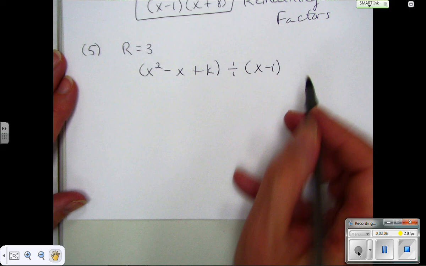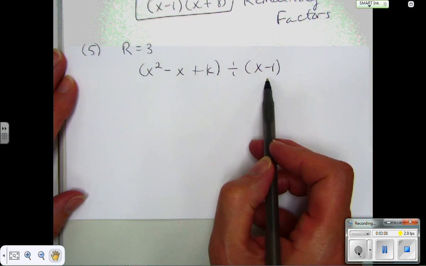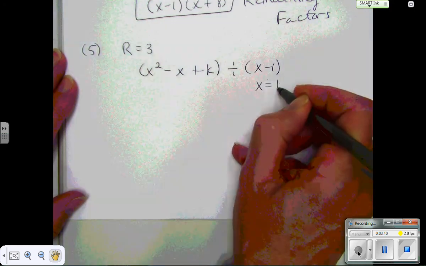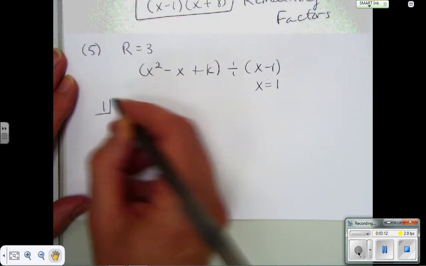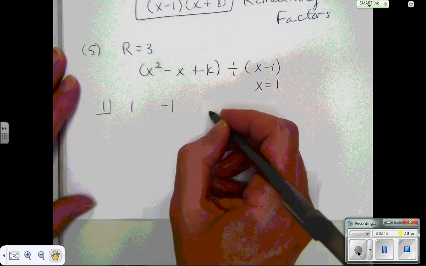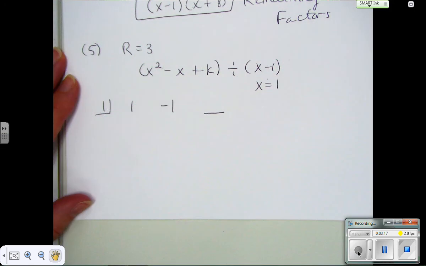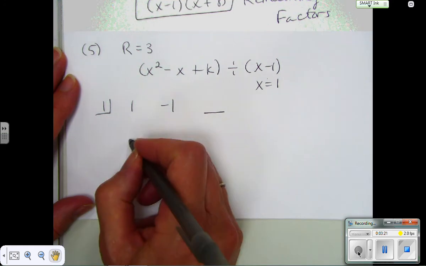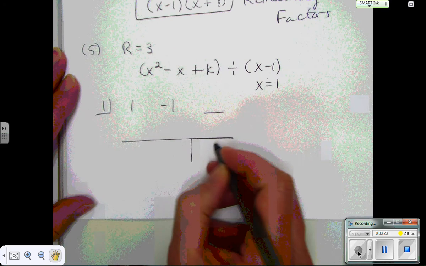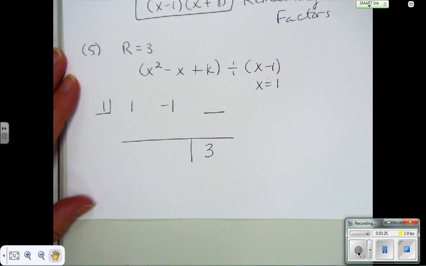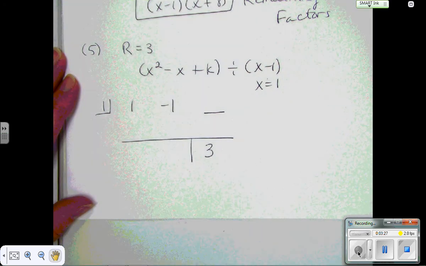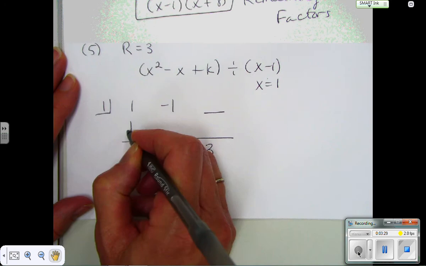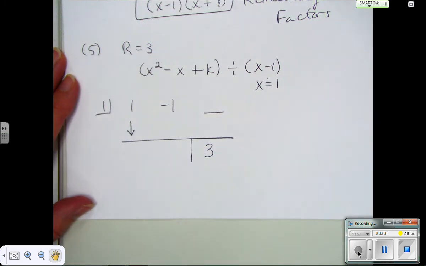So synthetically, I would want to actually divide by a positive 1, line out my coefficients, and I'm going to put just a blank there because I want to figure out what that has to be, so the remainder is 3. And so that means that a 3 is going to go in the remainder spot. And I'm just going to bring down the first term and work the problem until I can figure out what that last term needs to be to make it work out.